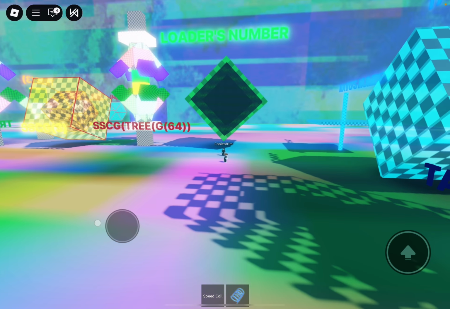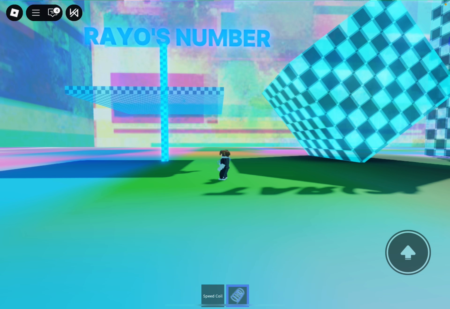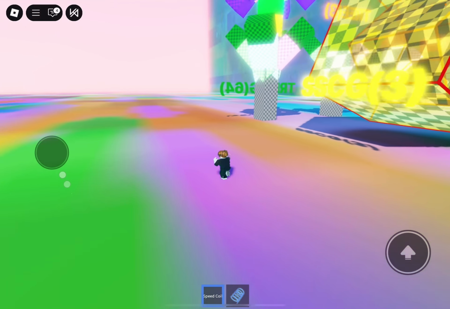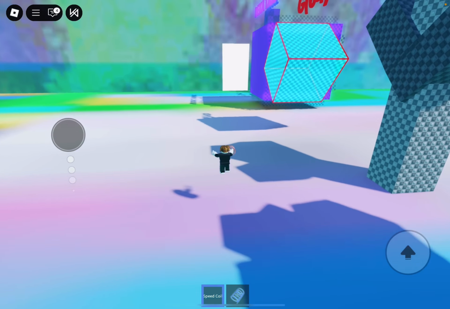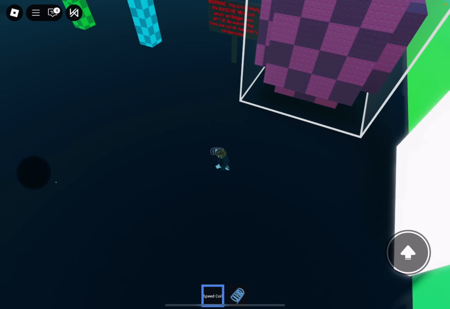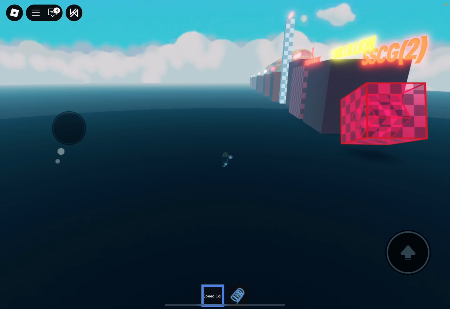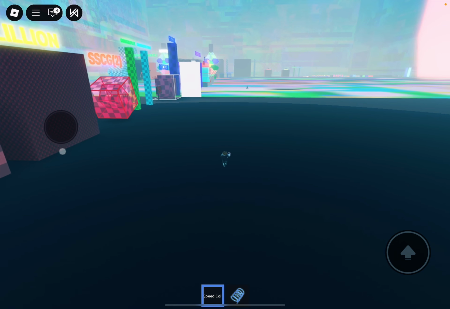Loader's number. Rayo's number. Wait, hold on. Wait, 1 second. Wait. Oh, I thought I saw something here. Okay, I'll just go back.